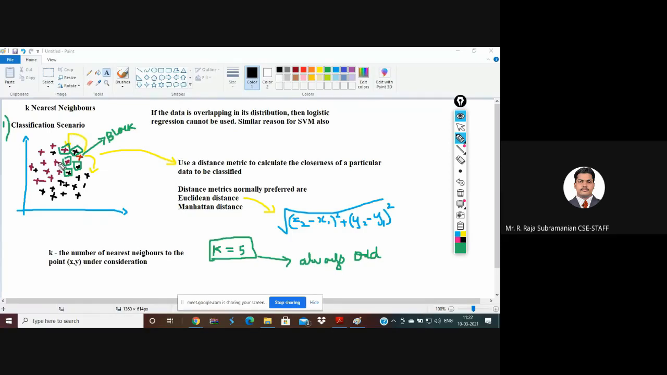If it is highly overlapping, which algorithm will you prefer? Like if I have many black points here, I can put another black point here, and another black point, and at the bottom I can put many gray values. Here I can put some gray values. So if the data is like this, which algorithm will you prefer?